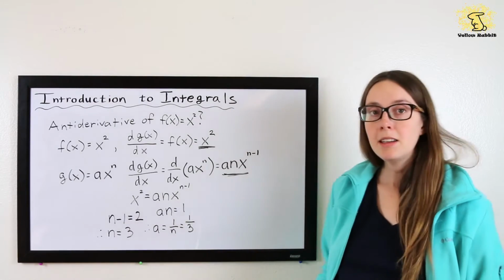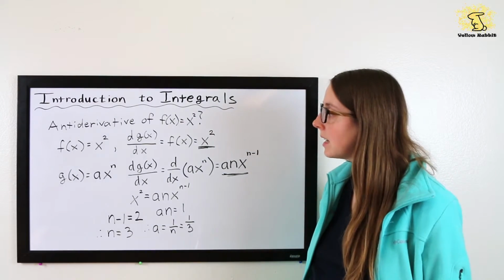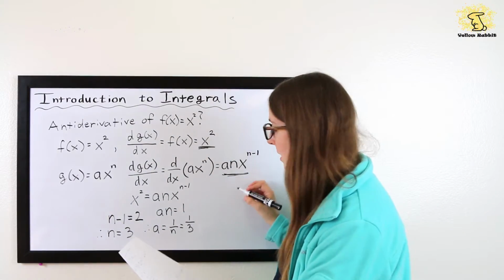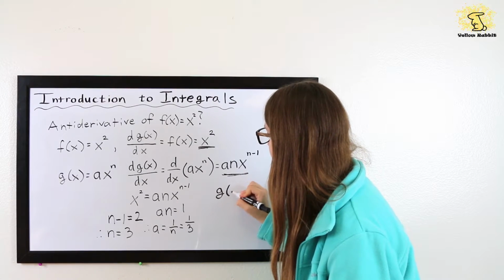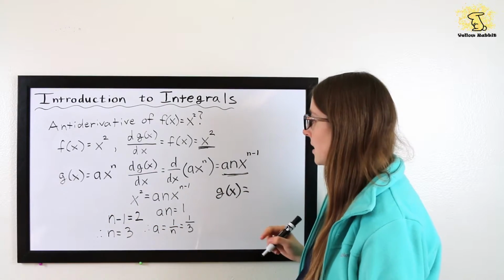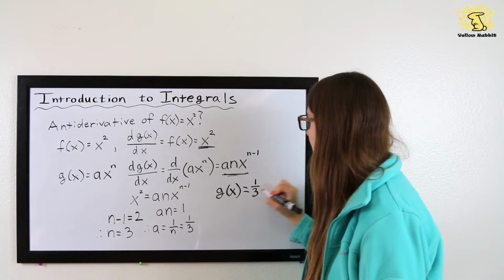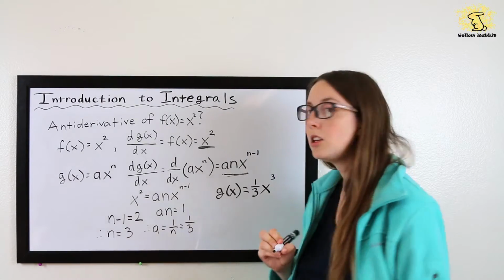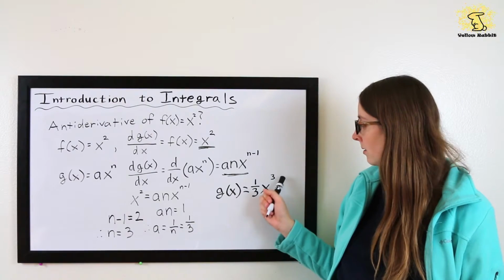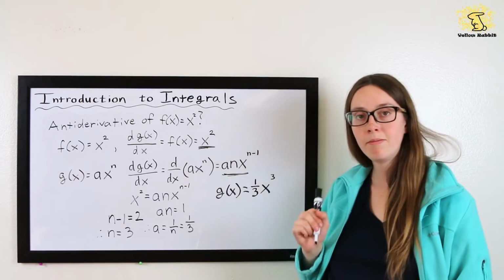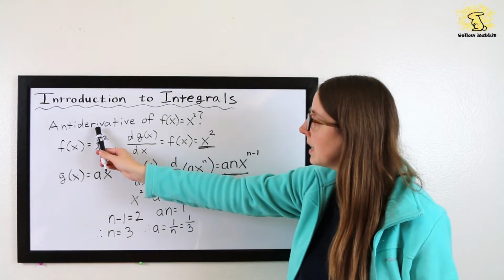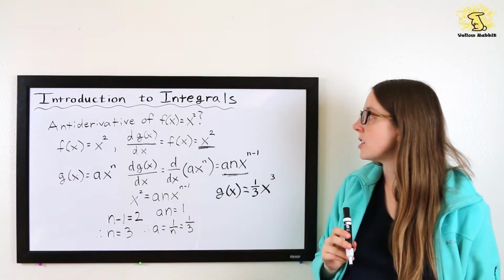What does this tell me now? It tells me that I now have all of my unknowns, and I can go ahead and plug those in and solve for g of x. So let's write that over here. G of x is equal to a x to the n, so it's equal to 1/3 x cubed. If I take the derivative of this as a check, I'll get x squared, exactly as I would expect. So I've solved successfully for the antiderivative of the function x squared.